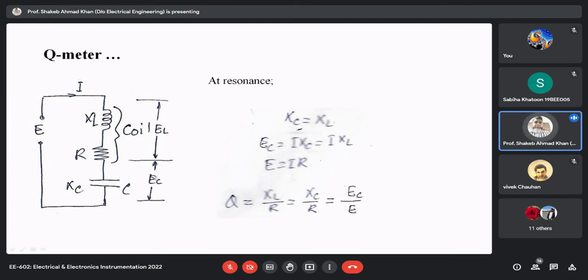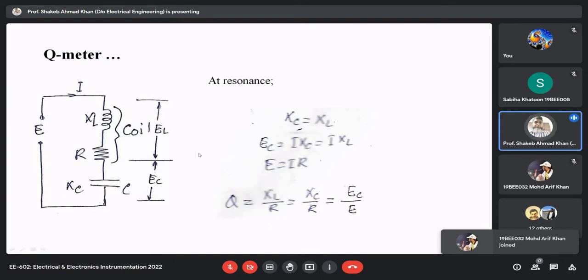Then obviously the voltage across the capacitance will be equal to the voltage across the inductance, because it is a series circuit. So the same amount of current will flow in both the reactances, your inductive reactance and your capacitive reactance. So both will be equal and obviously they will cancel each other. So whatever voltage you are applying, the complete total voltage will appear across the resistance. So that's why I had written here E is equal to I into R. Now quality factor, you know, it is equal to XL upon R. That is the definition of the quality factor.